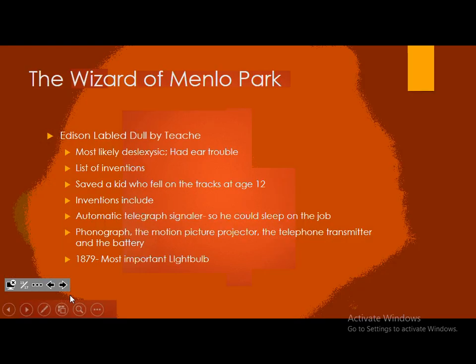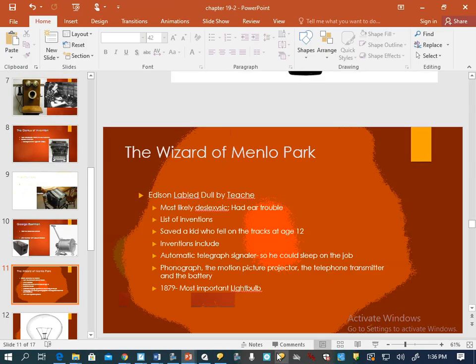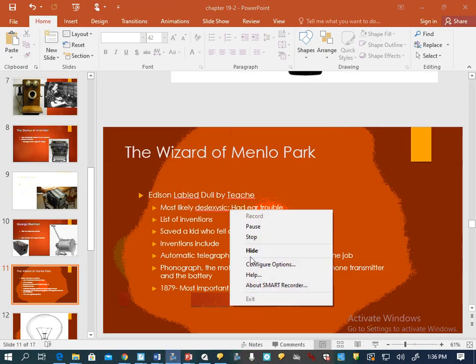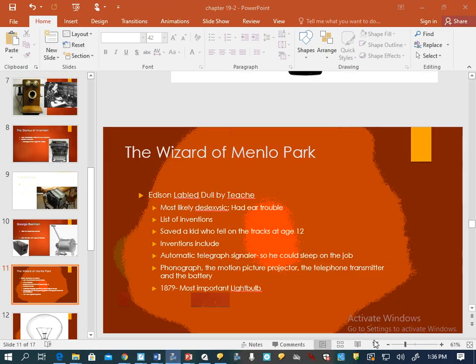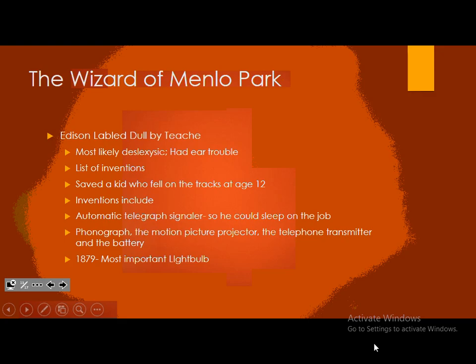Possibly the best inventor of all time. And I tell my Scholar Bowl kids, if you're interested in guessing correctly, if you're talking about an inventor, the Wizard of Menlo Park, Thomas Edison, was probably one of the best. So when you're thinking about an inventor, Edison is a great guess.